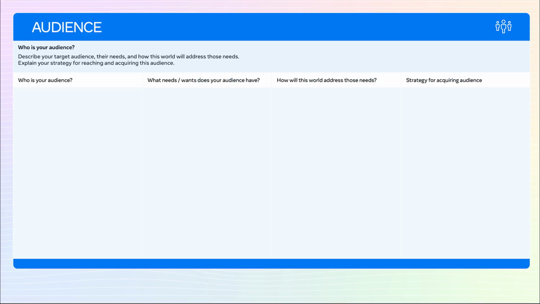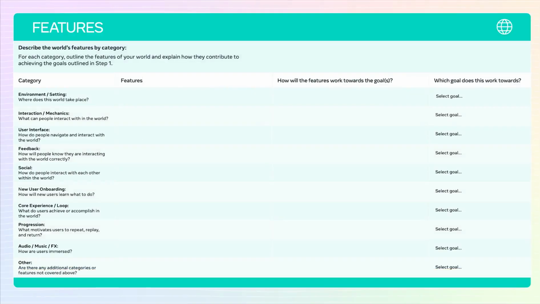Yep, so the next part is the features of the world. So this is essentially the solutions that you have in order to work towards your goals. And so, for example, we've got different categories. We've got environment and setting, so where the world takes place. We've got interactions, user interface, social, onboarding. So these are all different categories for features, and then you can write down what features or elements within that world that you want to have, which will work towards your goal.